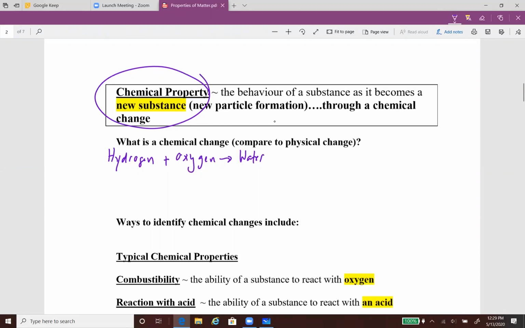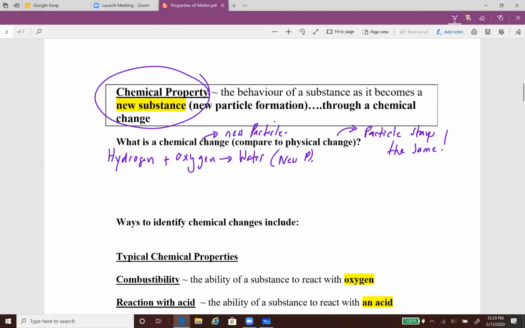Maybe, for example, it's liquid water, and then I freeze it into ice, or maybe I boil it into steam, but the particle doesn't change. So in a physical change, the particle stays the same. Okay, nothing happens to the particle. But in a chemical change, we are getting a new particle, which you can see here. This is a new particle.